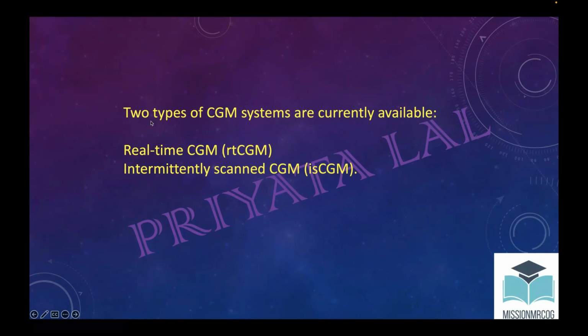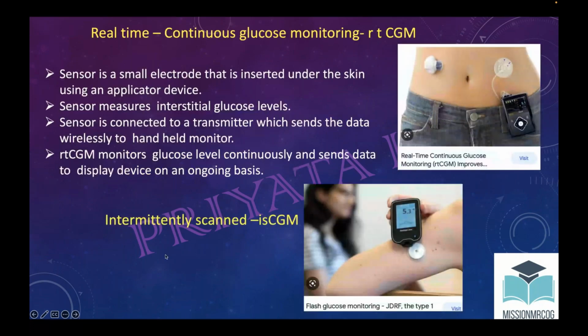The insulin pump was a continuous infusion of insulin. Now this is all about insulin monitoring. There are two types of continuous glucose monitoring. One is real time, that is RT-CGM. Another one is intermittently scanned glucose, that is ISCGM, also called the flash method. So this is real time and this is the flash method. No one is going to ask you from this in the exam. This is for your self understanding.